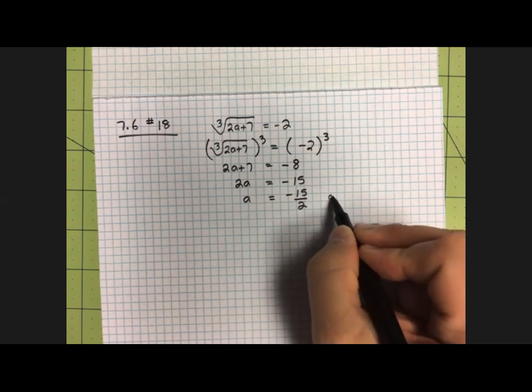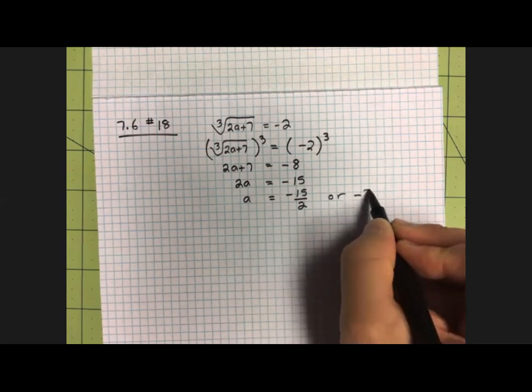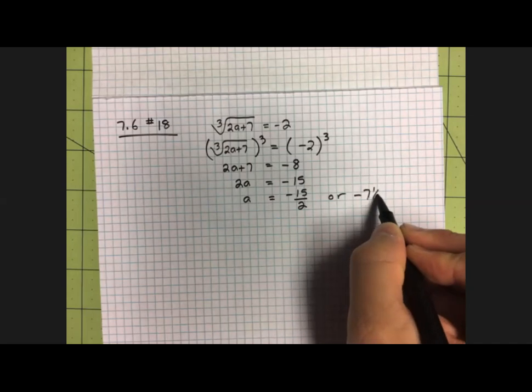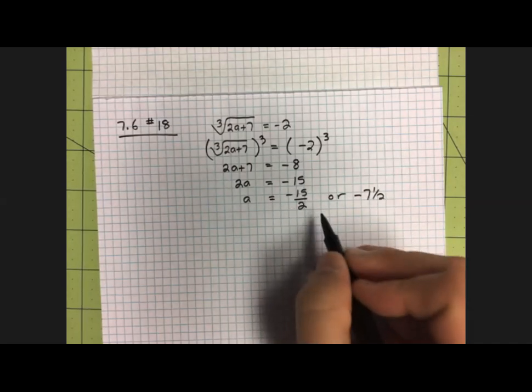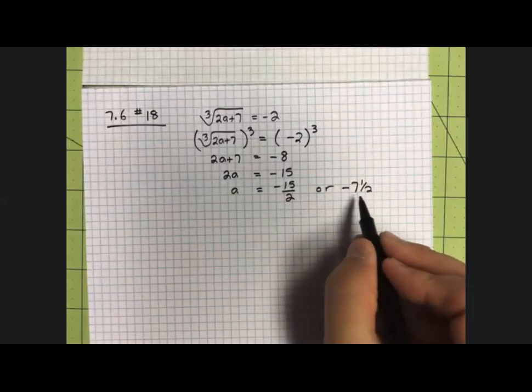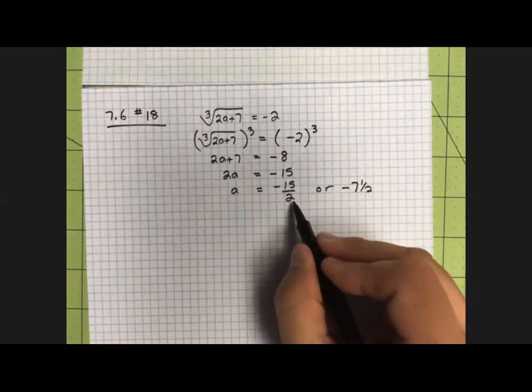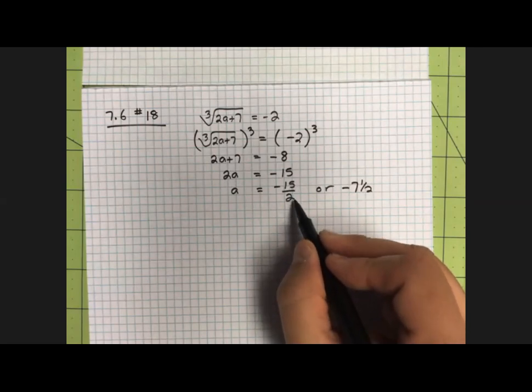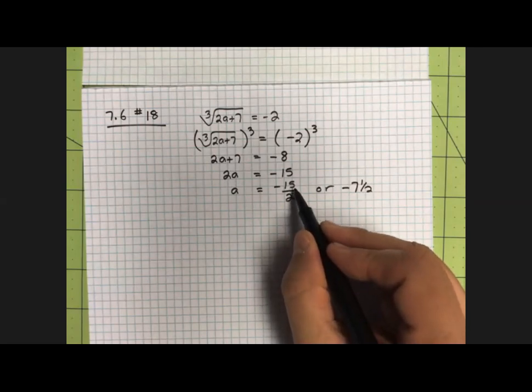Negative 15/2, negative 7.5. I'm used to saying negative 15/2, but I wouldn't be upset if you wrote negative 7.5. It'd just be not common. More people would like you to write it with a fraction. Improper fraction, this is called, when the numerator is bigger than the denominator.